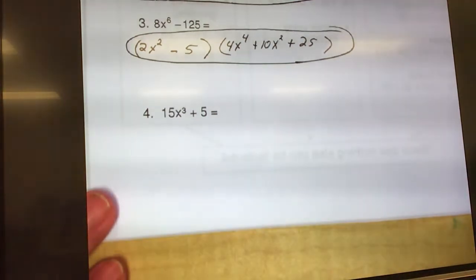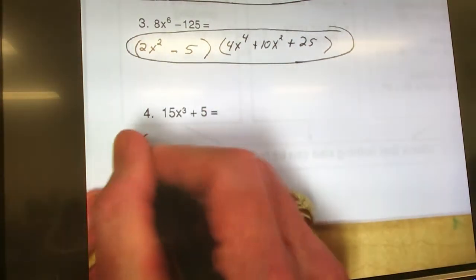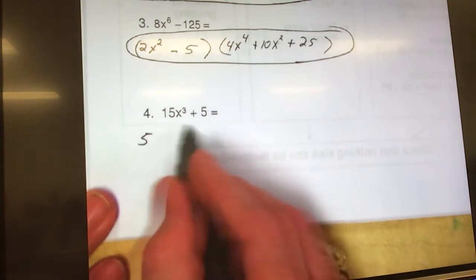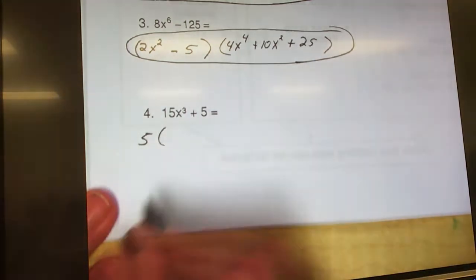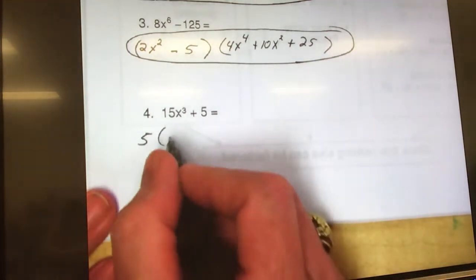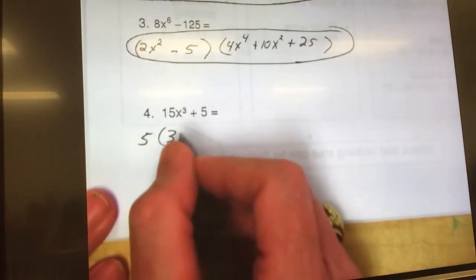Can I take anything out? Anything? Yep, you said 5. So they both have a variable? No, 5 doesn't have a variable, so that's all I can take out. 15 divided by 5 is? 3. And then x to the 3rd.